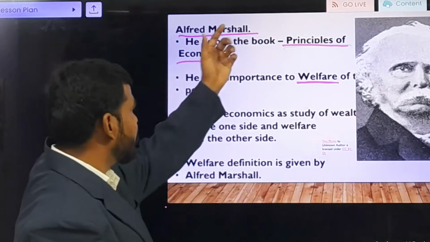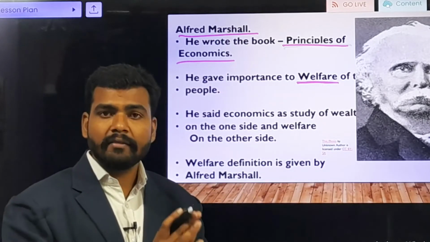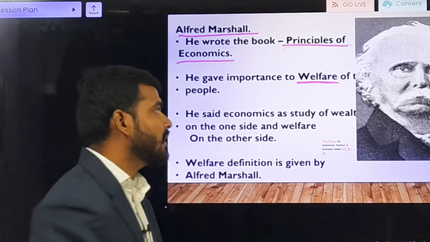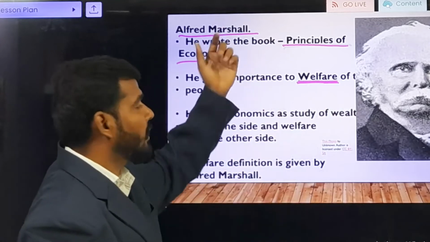Alfred Marshall said that Adam Smith, brother Adam Smith, you are always talking about wealth, but wealth is not the ultimate thing, welfare is the ultimate thing. Who said this? Alfred Marshall said.